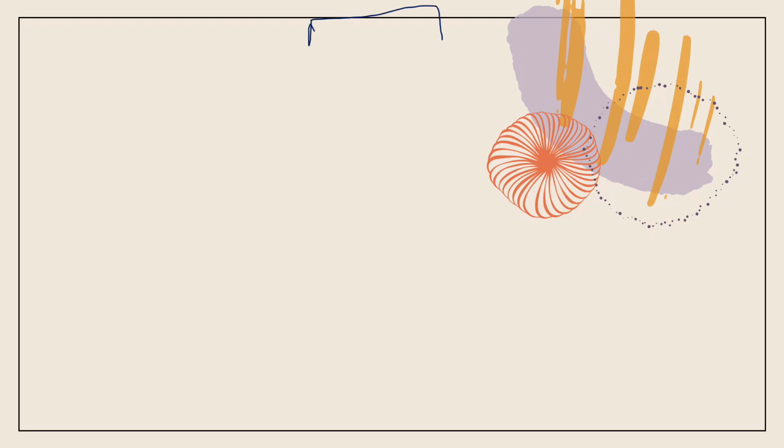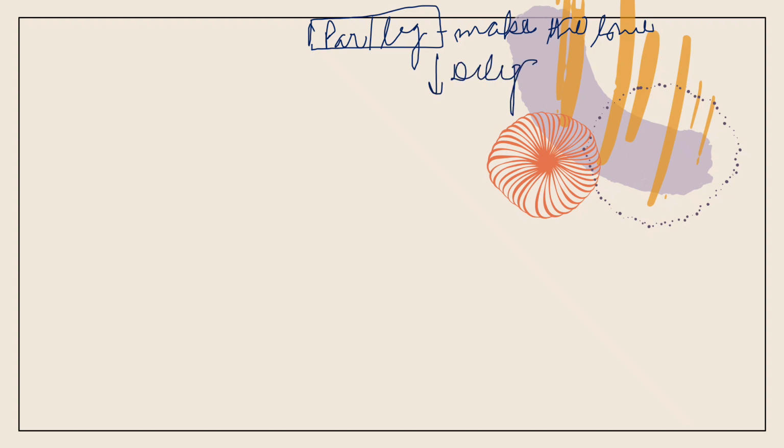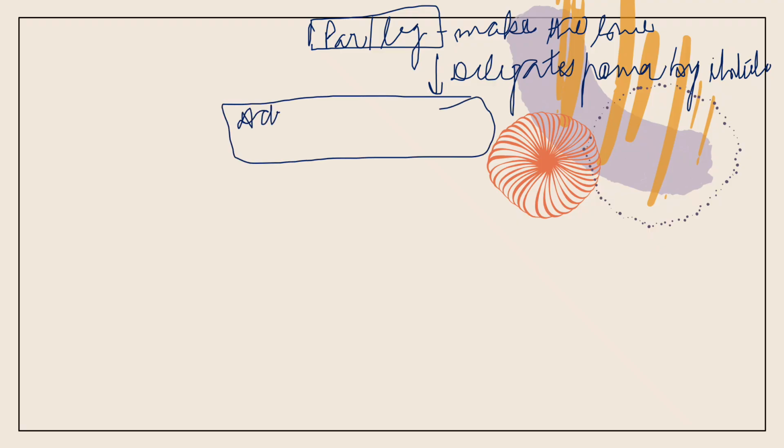We are starting at the top with parliament or legislature, which makes the law. Now, here we will write what it does. It delegates power by statute. To whom? To administrative decision makers, the executive branch. And you can write down here ministers, government departments, boards, tribunals, which we just discussed previously.